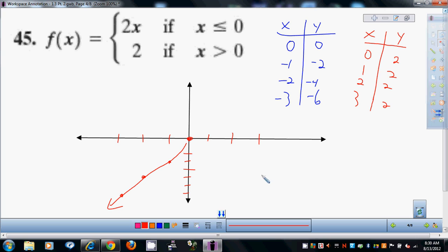Well, I should have done that in blue. Oops. That goes with the blue one. I'll just stay in red for the second part. Where am I going to start with my second one? At what coordinate? Open or closed? Open. And then plot the other points, connect the dots, and that's what it'll look like.